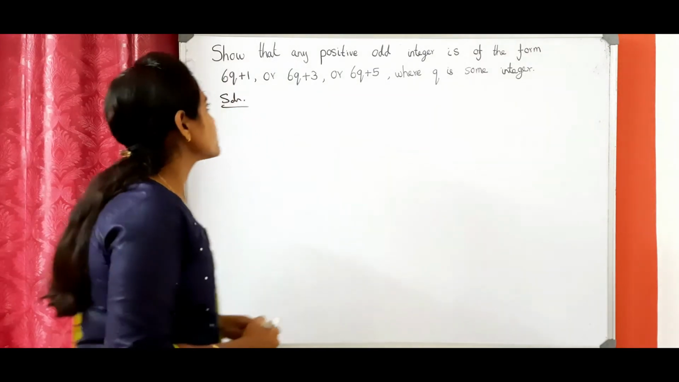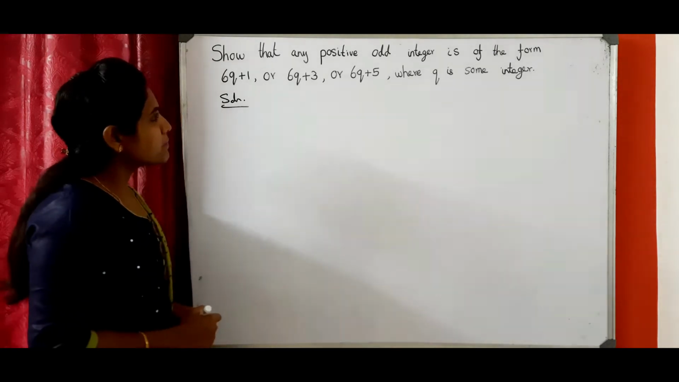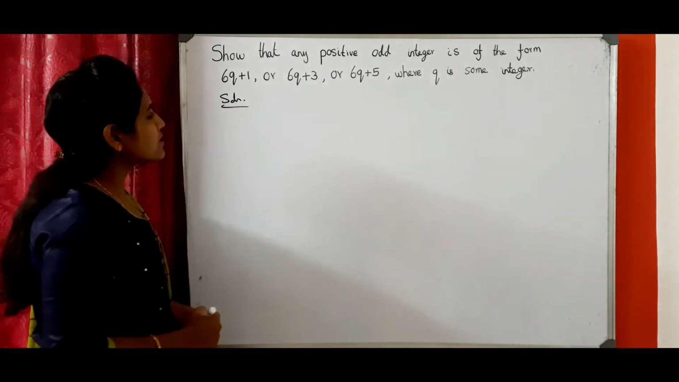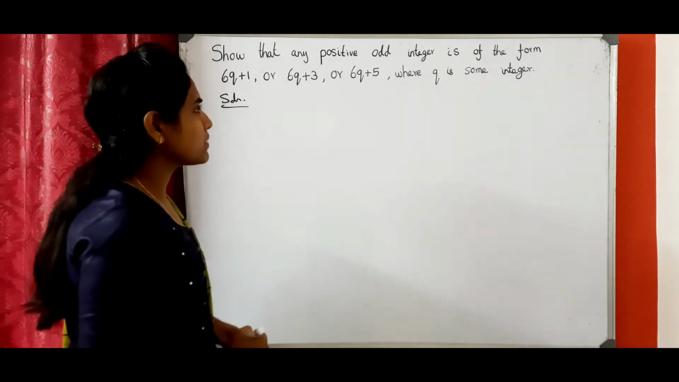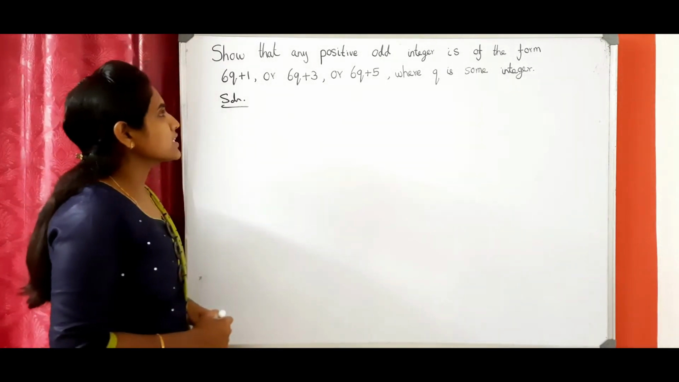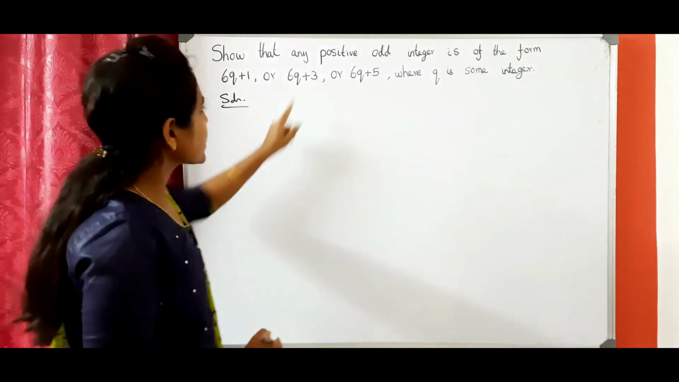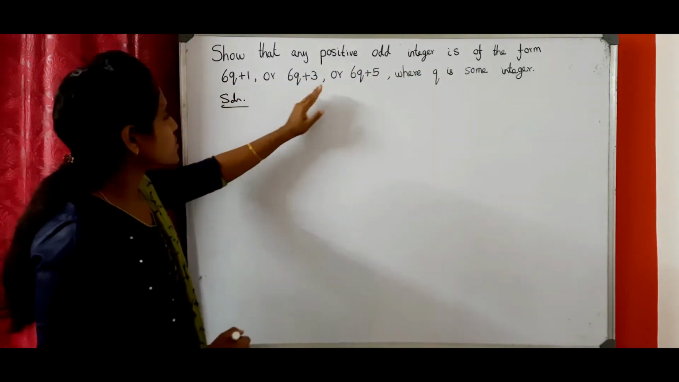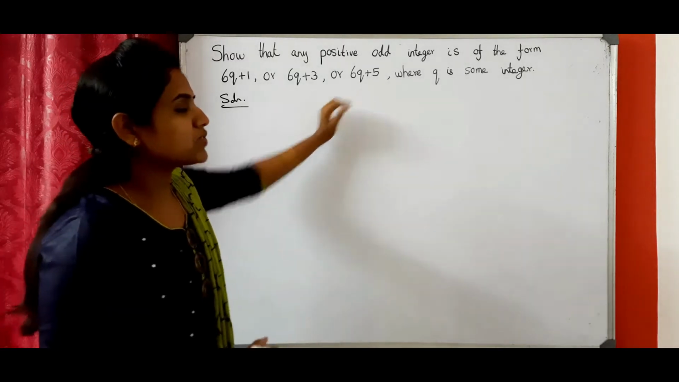Now we can see the problem. Show that any positive odd integer is of the form 6q plus 1 or 6q plus 3 or 6q plus 5, where q is some integer. We need to prove that any positive odd integer is of the form only 6q plus 1 or 6q plus 3 or 6q plus 5.